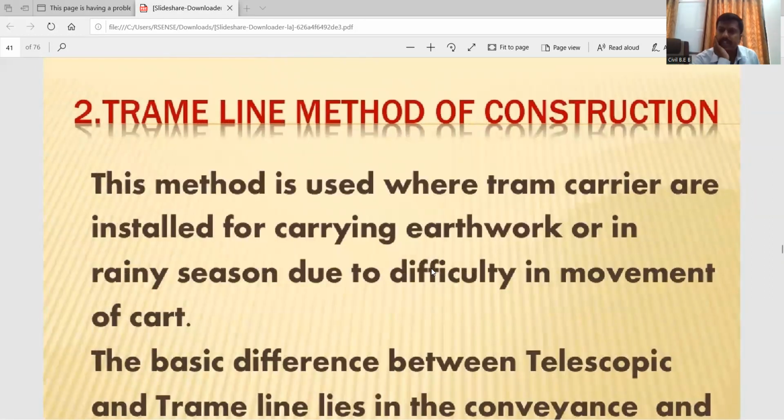Have you seen, maybe in movies also, that on a railway track there is a cart which is plying on that railway track.